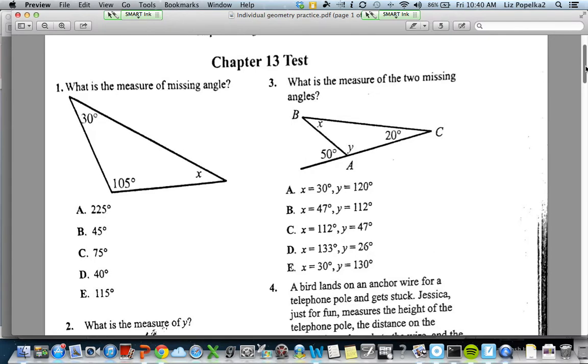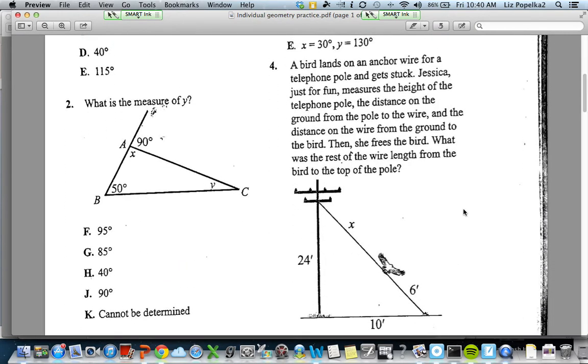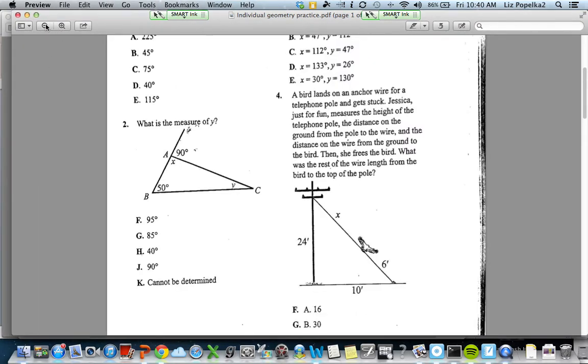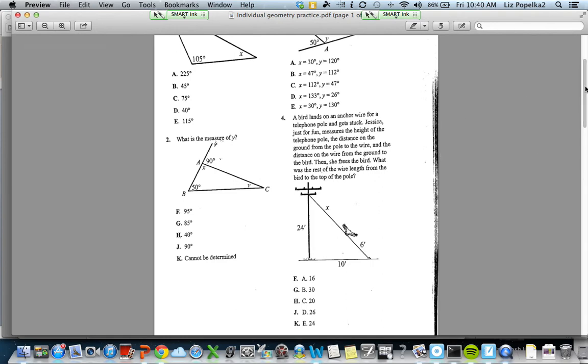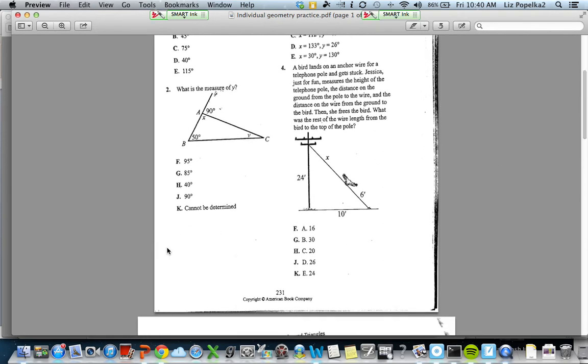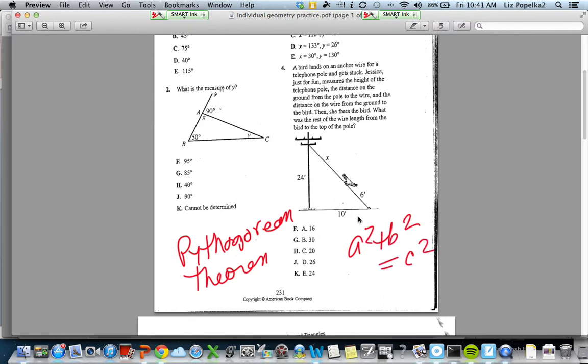Number four requires us knowing something that is awfully hard to explain in the short amount of time that we have to do it. If you've had some AP math before, the word Pythagorean theorem might be familiar to you. That is what you could use to solve number four. It would take a little bit too long to actually explain how to work the whole thing. But if you have had Pythagorean theorem before, a squared plus b squared equals c squared might ring a bell to you.